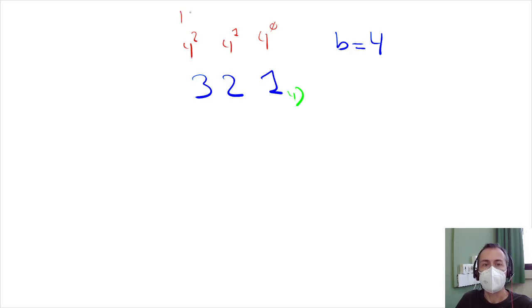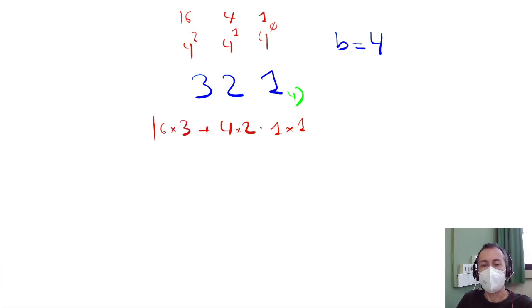This is 16, 4, and 1. So the value of this number will be 1 multiplied by 1. The value of this digit will be 4 multiplied by 2. And the value of this digit will be 16 multiplied by 3.